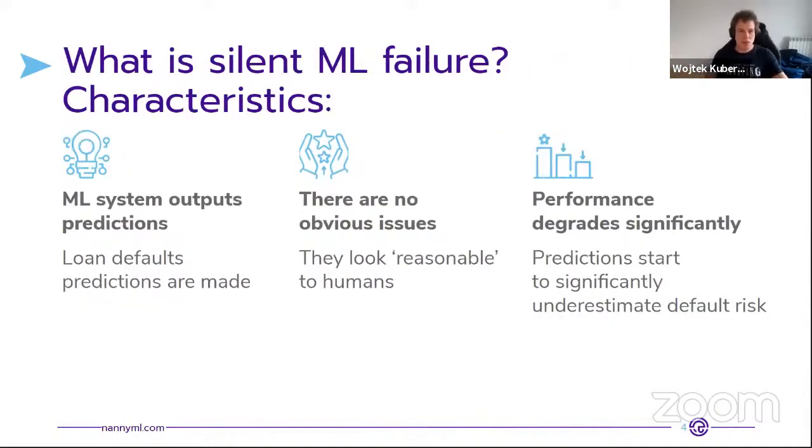So we have our example. Now let's talk about machine learning failure. So machine learning failure can be characterized by three things. The silent one. First of all, everything looks okay. The machine learning system still outputs predictions.